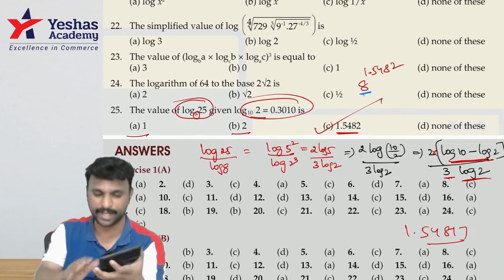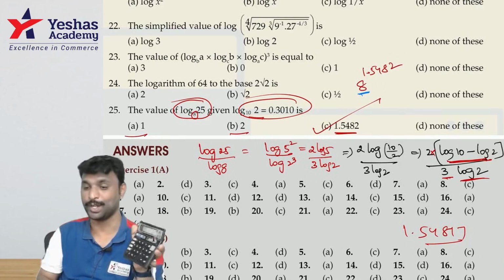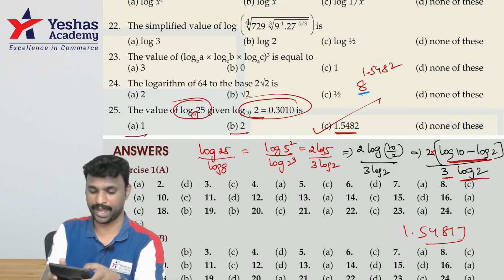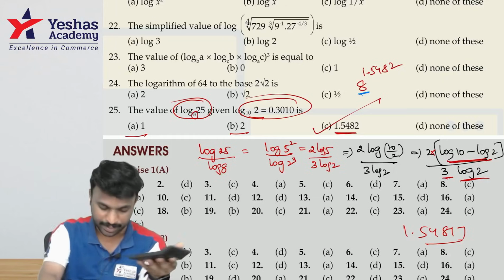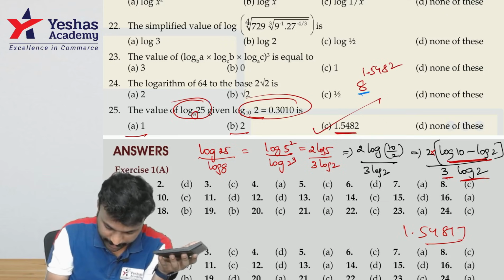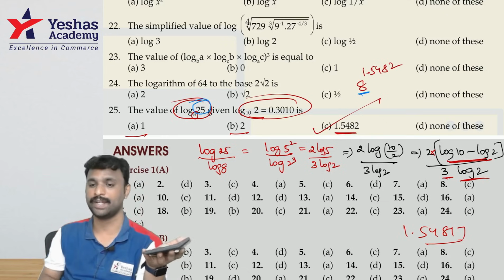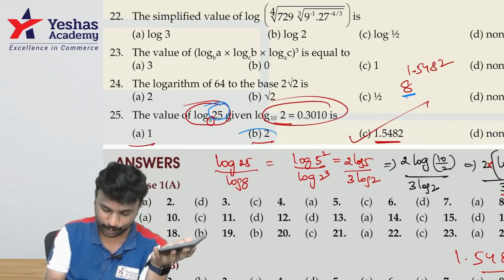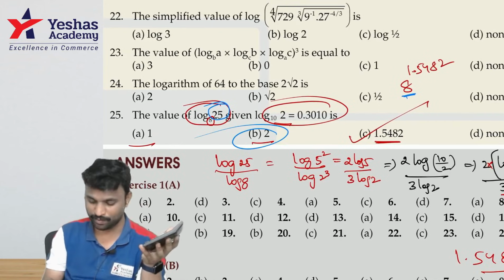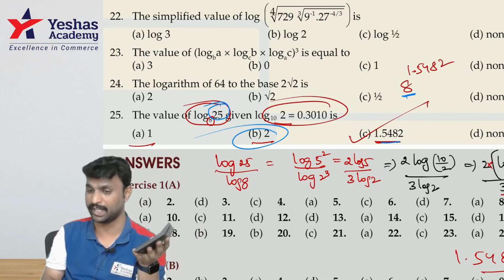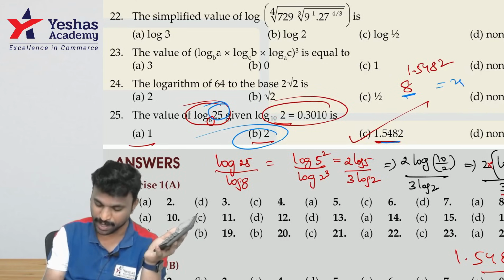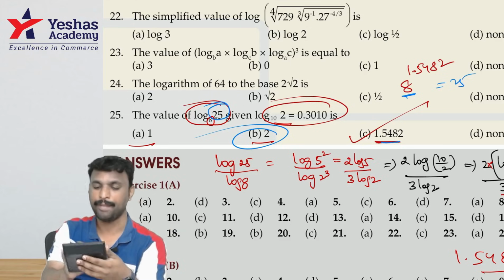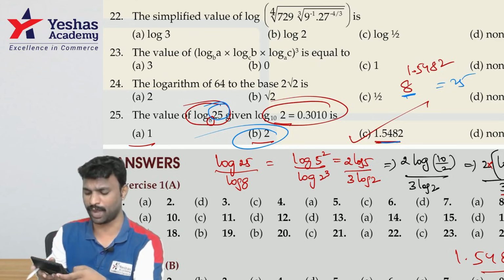I shall repeat it once again. Without having to write also, you can do this. Type 8 in the calculator, because 8 power what is 25, we have to check. That power is in the options only. 8 power 1 is definitely not 25. 8 power 2 is also not 25. 8 power 1.5482, whether it will give 25, we have to check. Now how do you check? Type 8, press the square root 12 times.